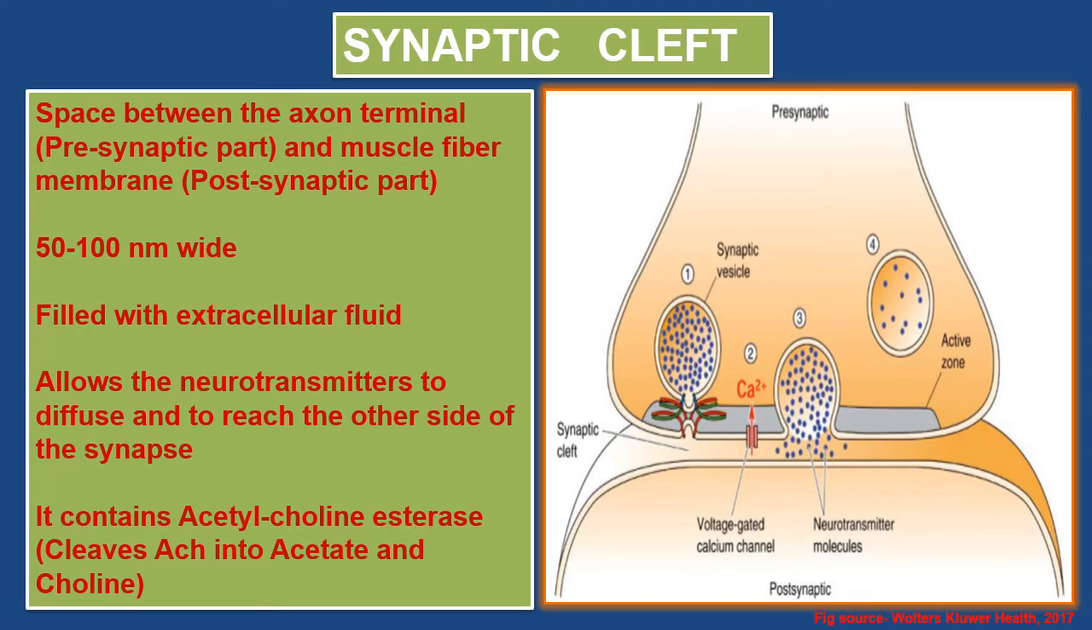The space between the presynaptic and postsynaptic parts is known as the synaptic cleft. It is 50 to 100 nanometers wide and is filled with extracellular fluid. This structure allows the neurotransmitters released from the presynaptic part to diffuse to the other side of the synapse. It contains acetylcholinesterase, an enzyme that hydrolyzes acetylcholine, the neurotransmitter, into acetate and choline.